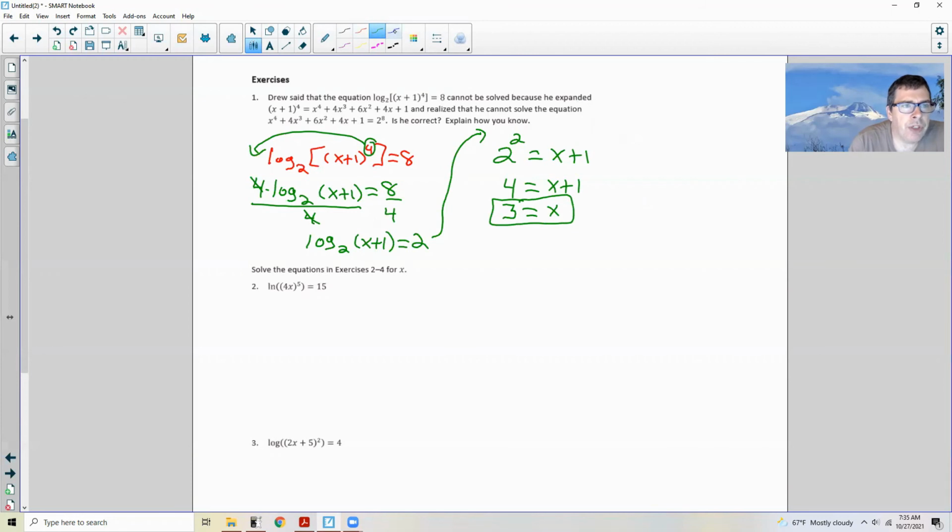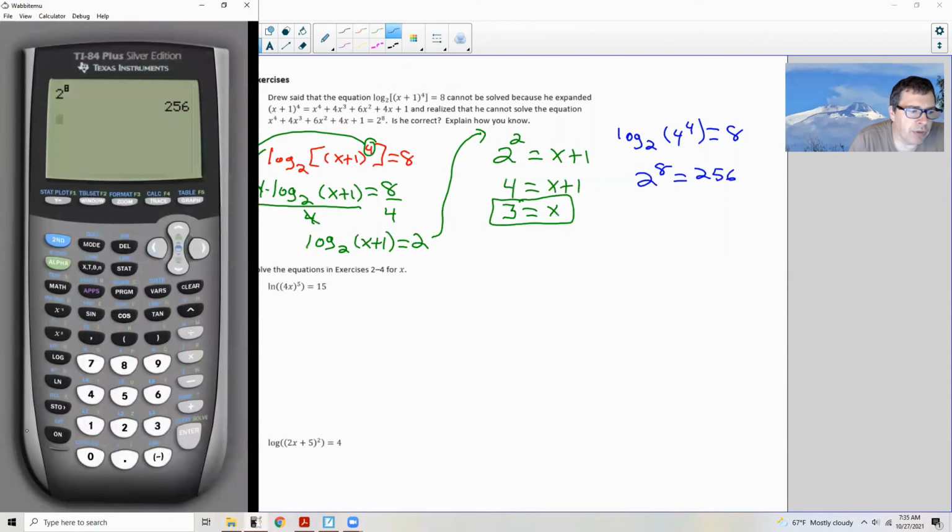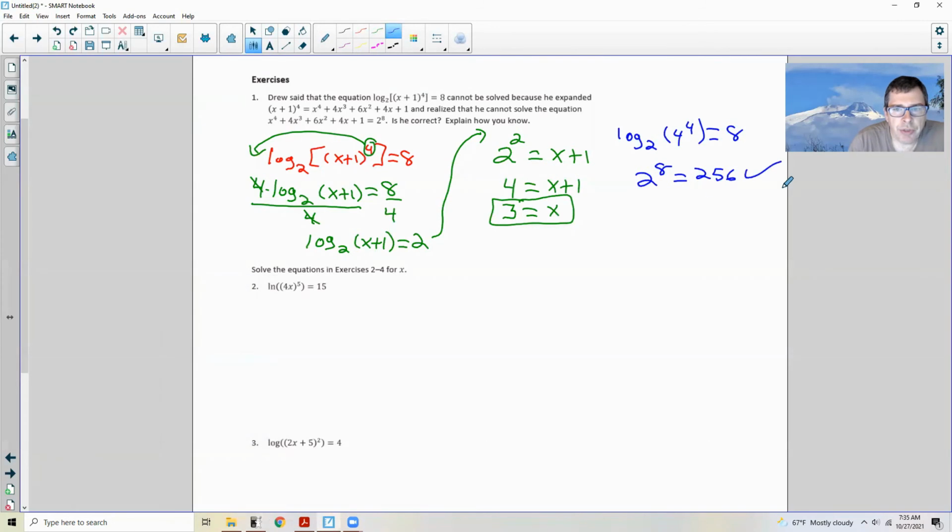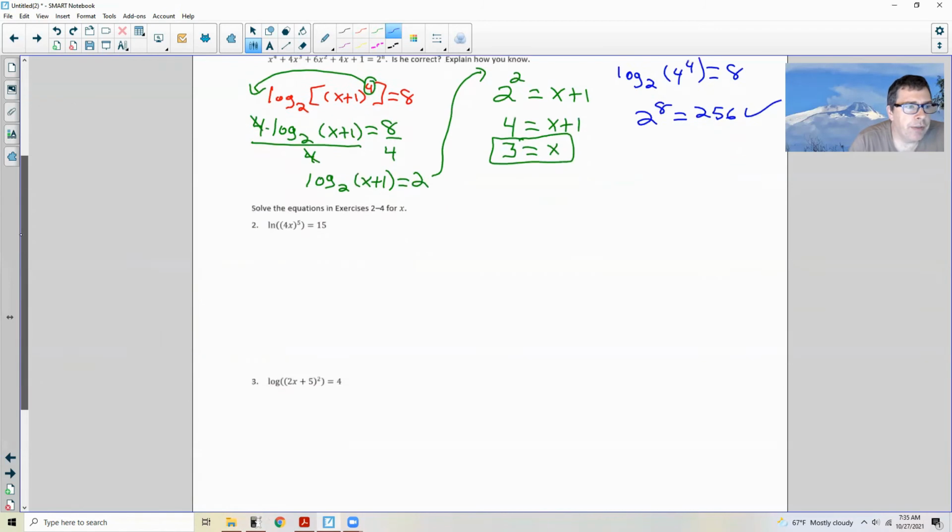Let's change colors for my check. The log base 2 of 3 plus 1, which is 4, to the 4th power has to equal 8. Well, 4 to the 4th power is 256. So you'd say 2 to the 8th equals 256. And you could say 2 times 2 times 2 and so on, or just simply use the calculator, 2 to the power of 8, enter. So there it is, 256, 256. So it checks. So he is not correct. It can be solved, and the answer is 3.